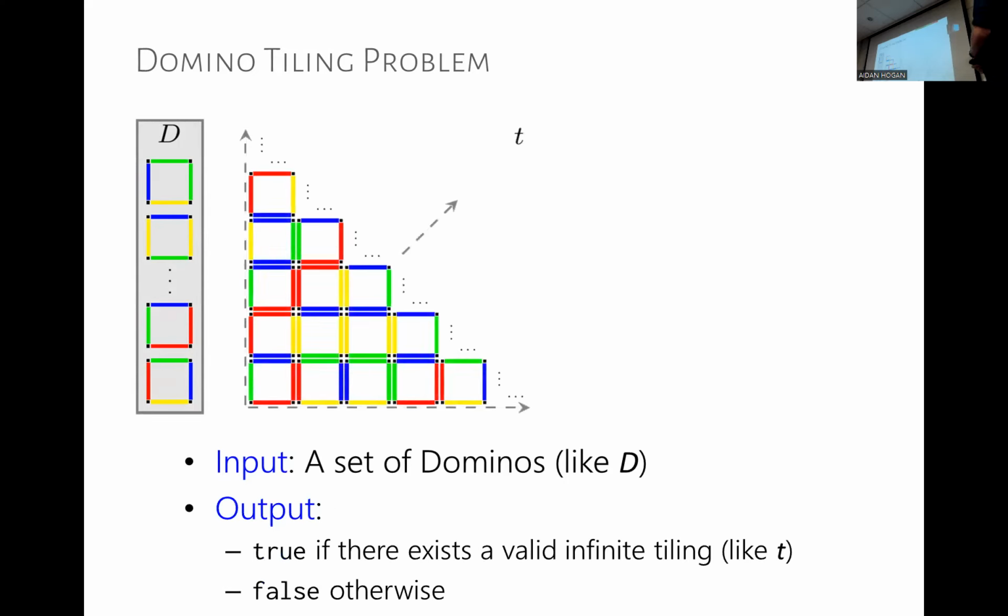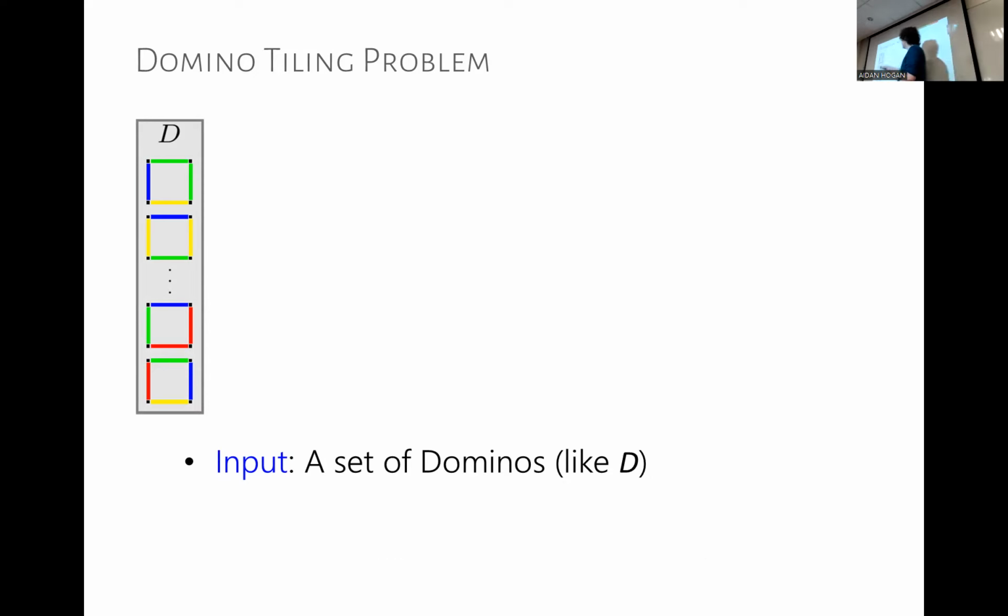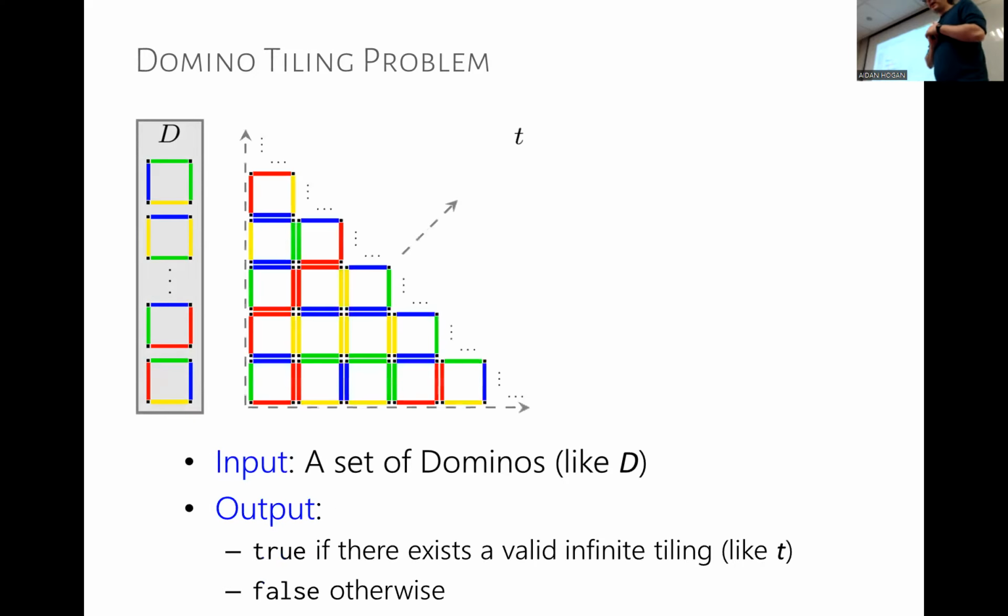So we're given as input a set of dominoes, which are these sorts of shapes here. What is a domino? A domino has four things. It has a top color, a bottom color, a left color, and a right color. Each domino has that. Given this input, we want to return true if there exists a valid infinite tiling, or false otherwise.